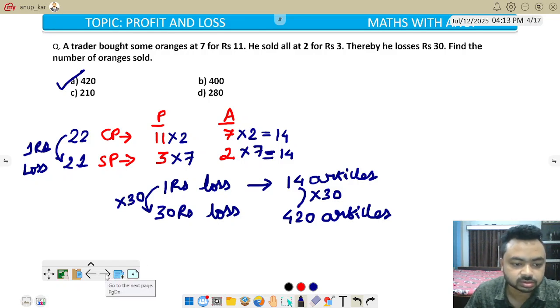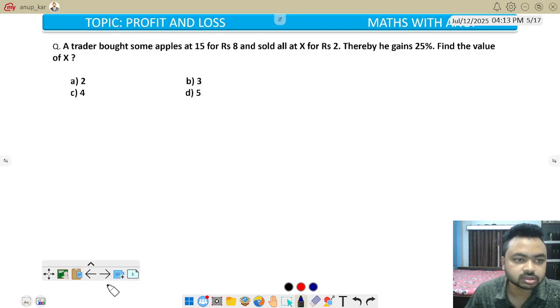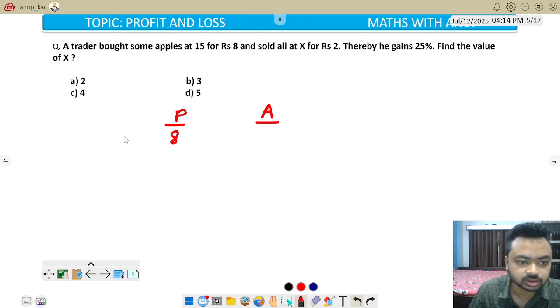Now coming to the next question. The next question states that a trader bought some apples at 15 for rupees 8 and sold all at X for rupees 2. Thereby he gains 25%. Find the value of X. Again, my price is here and my number of articles is here. So my price is rupees 8. This is my cost price, of course.